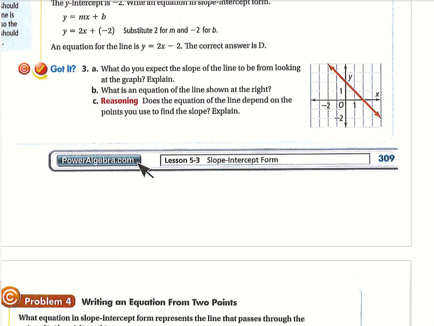All right. So next, we're going to go ahead and do Got It problem 3B. You're going to do that on your own. All right, so do that. And then once again, we'll just come back into the lesson.